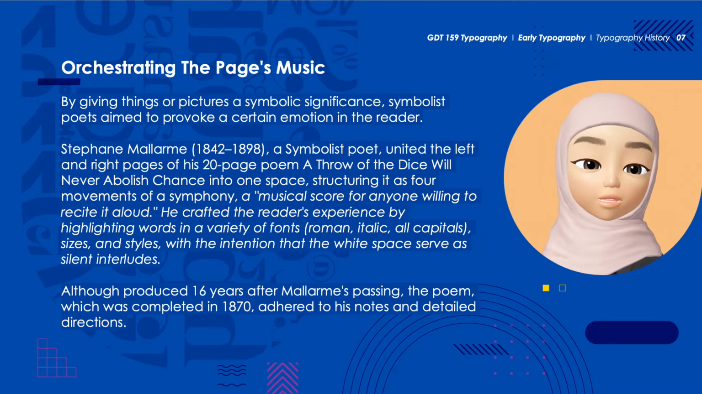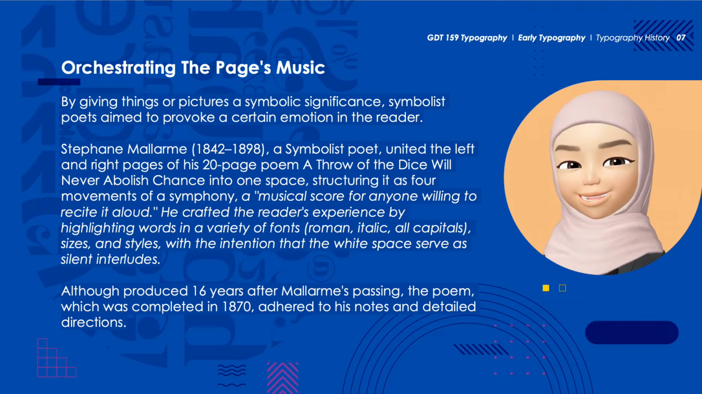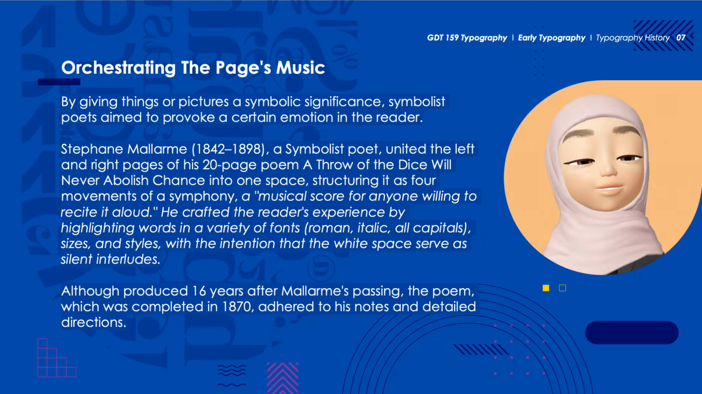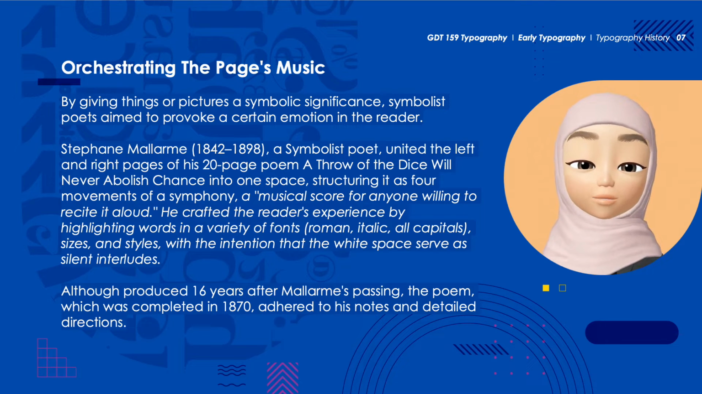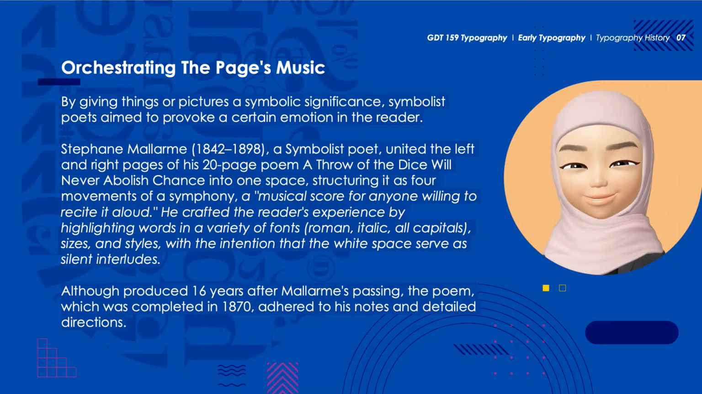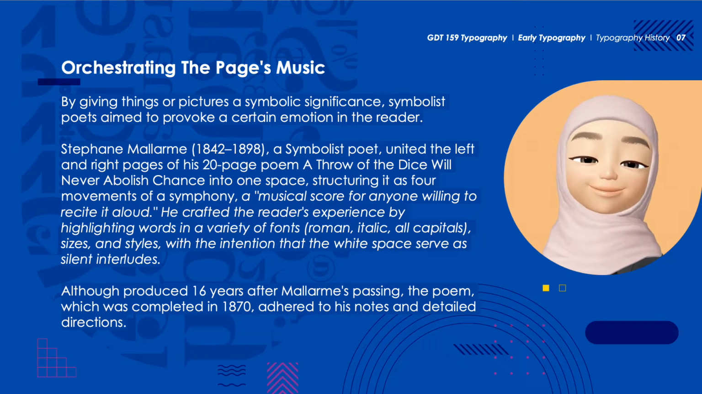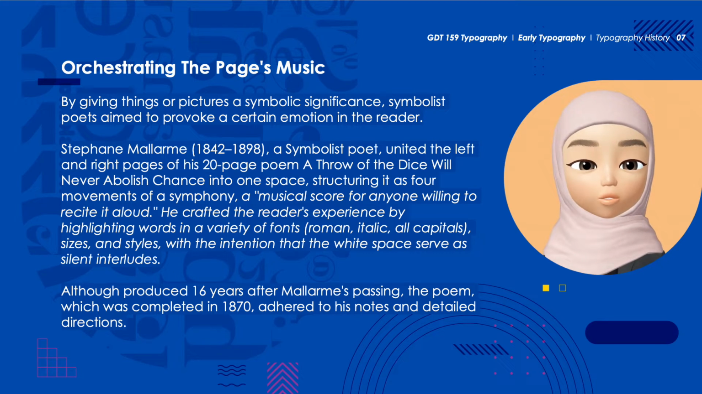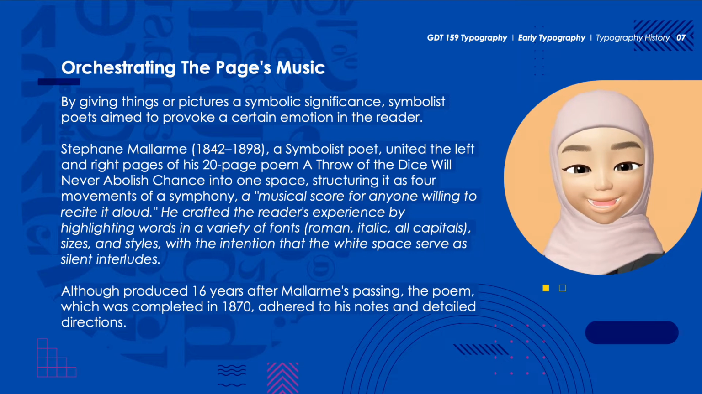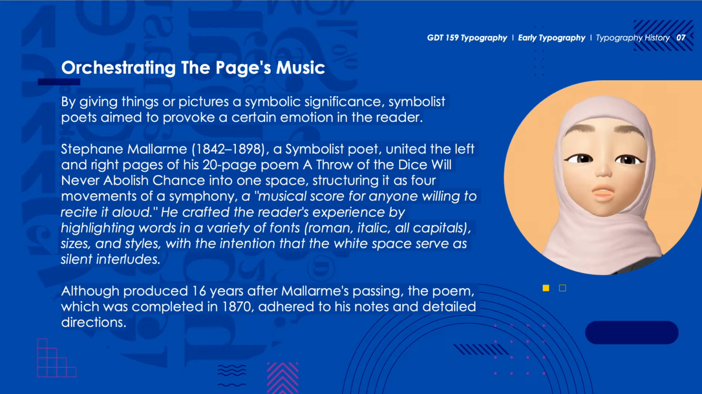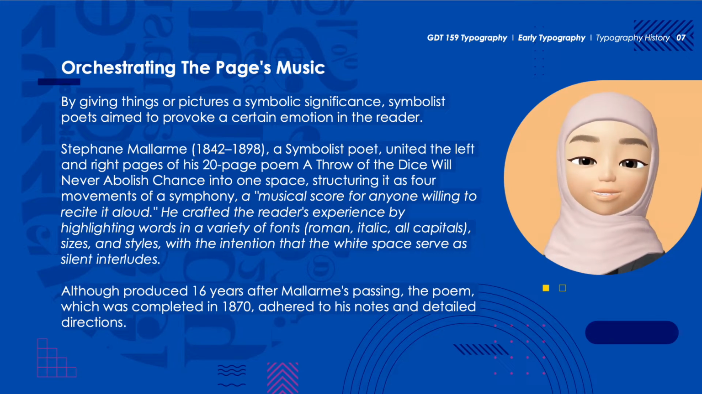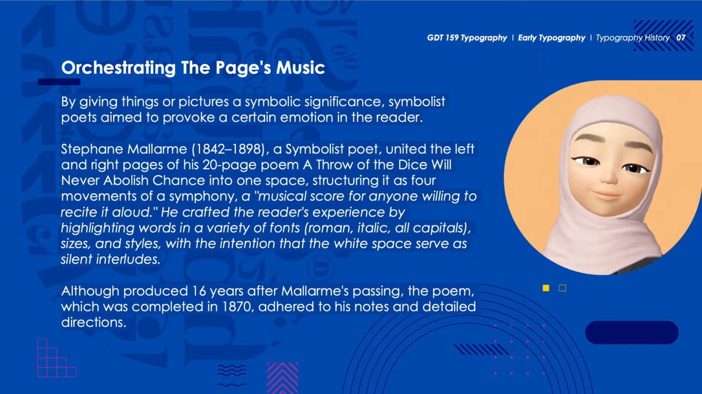Orchestrating the page music. By giving things or pictures a symbolic significance, the symbolist poet aims to provoke a certain emotion in the reader. Stéphane Mallarmé, 1842 to 1898, a symbolist poet, united the left and right pages of his 20-page poem.